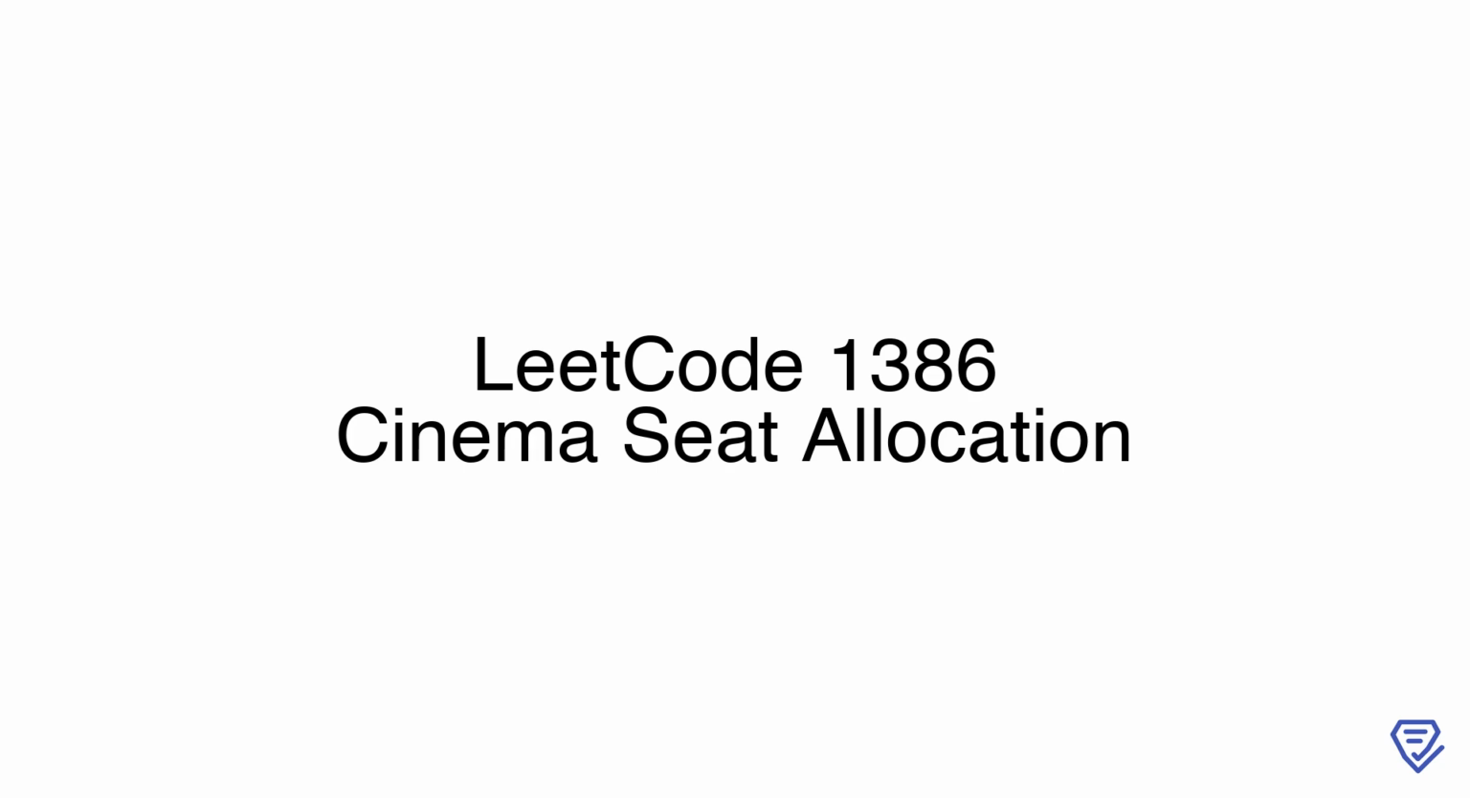Welcome to this problem walkthrough. Today, we'll be tackling problem number 1386, Cinema Seat Allocation. In this problem, we'll explore how to allocate seats efficiently in a cinema while ensuring group preferences are met. Let's dive in and break down the solution approaches step by step.